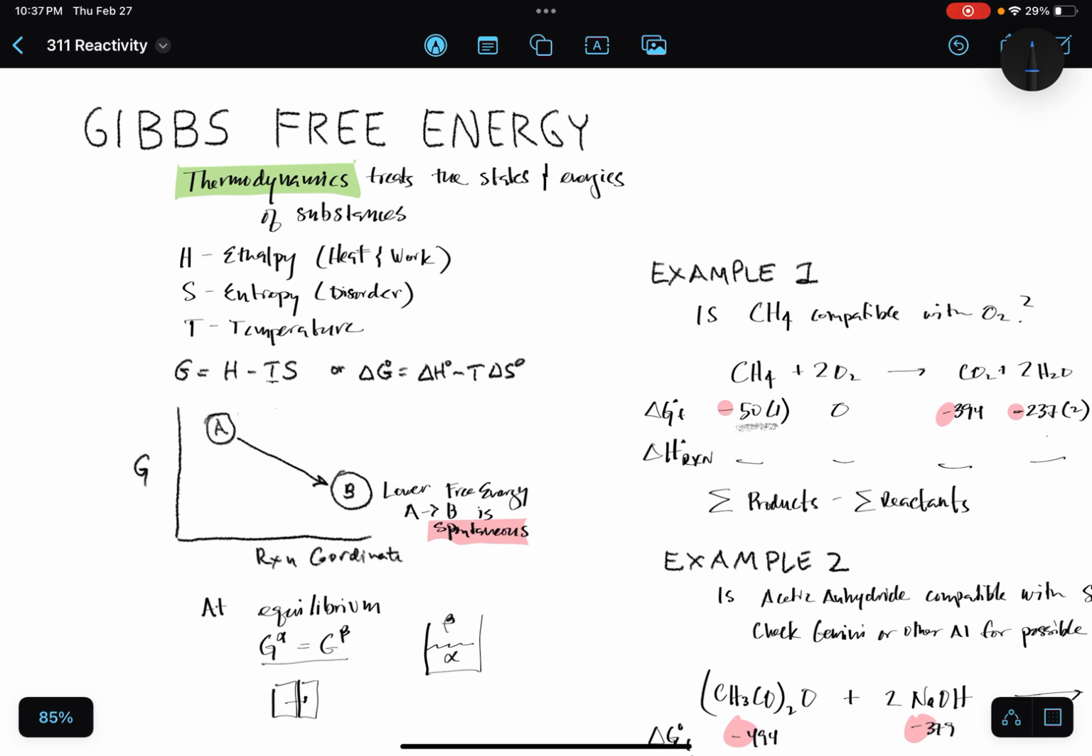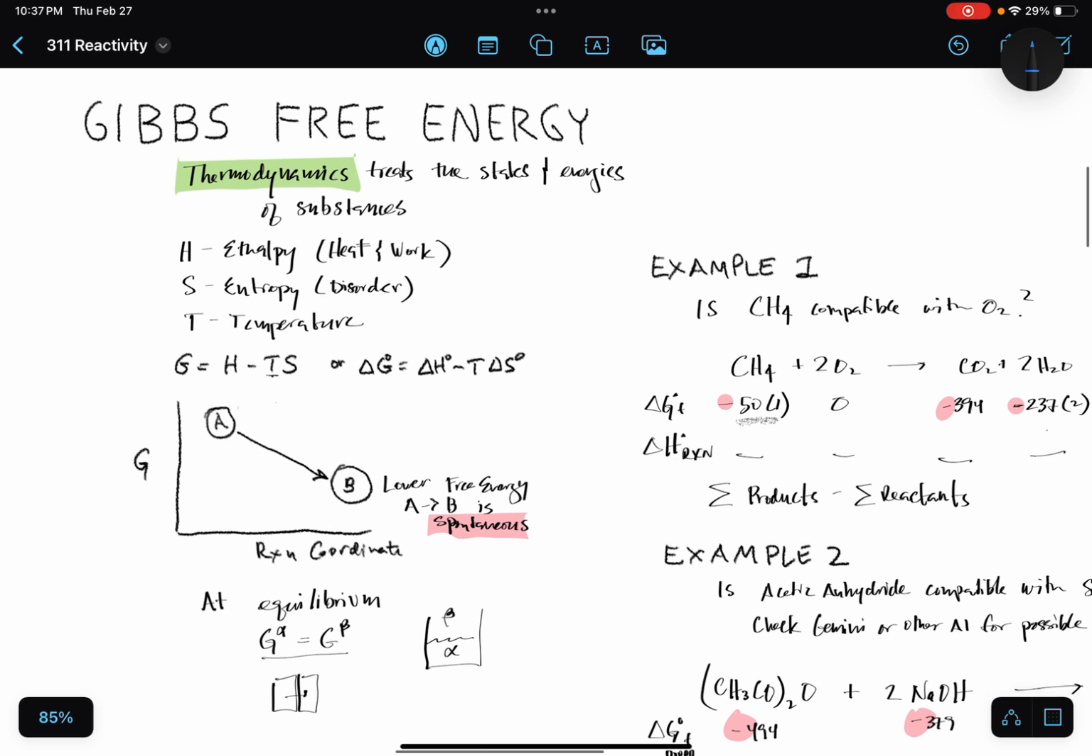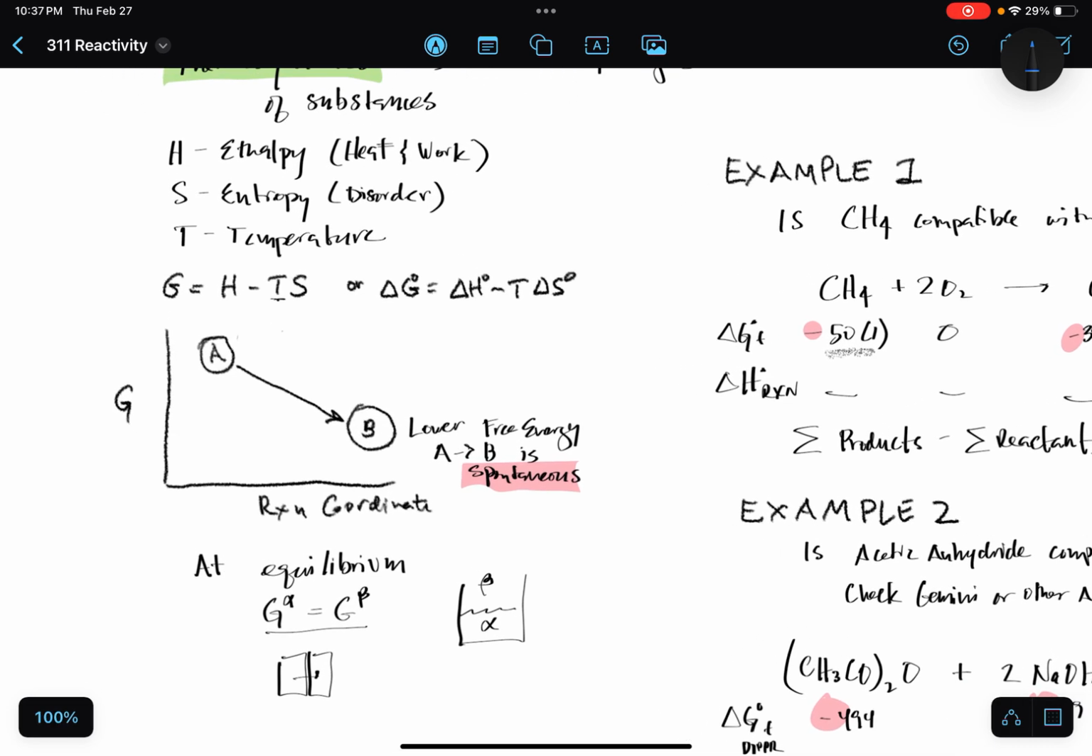H is enthalpy, S is entropy, T is temperature. And the Gibbs Free Energy is defined by the difference between the enthalpy and the product of temperature and entropy. And if you have a reaction coordinate of chemicals in a state A versus going to state B, if that grouping or chemical setup has a lower free energy for state B, then that reaction is spontaneous.